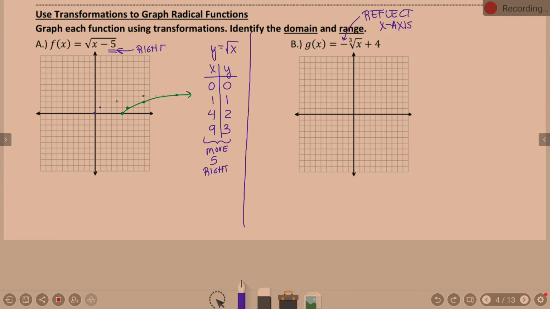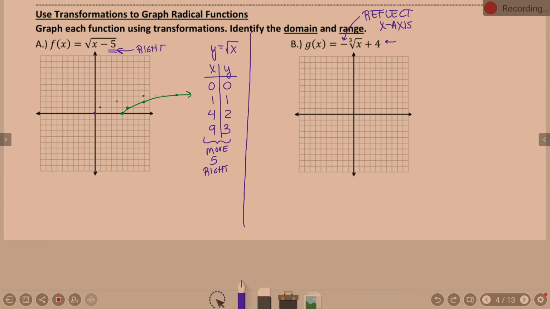Left 4. Well, is it in the radical? The 4 is not in the radical. We need to go back and talk about domain and range. Hold on. Let's finish this problem, then we'll go back and talk domain and range. I'm doing that because you're going to see it in homework. So let's graph this one, then we'll do domain and range on both of these.